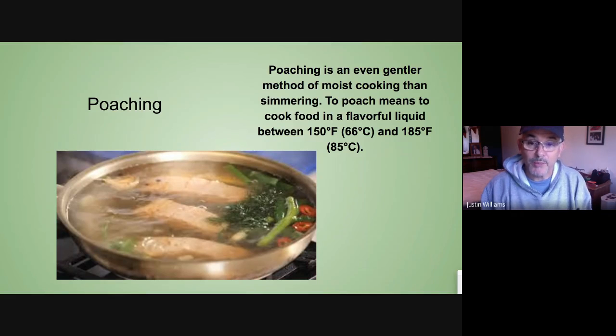So you bring the temperature of the water between 150 and 185. You don't go any higher than that. You submerge the item in the liquid, and you slowly cook it. Again, it's usually something that's delicate, so it doesn't take a long time to cook. And it's usually done on top of the stove.